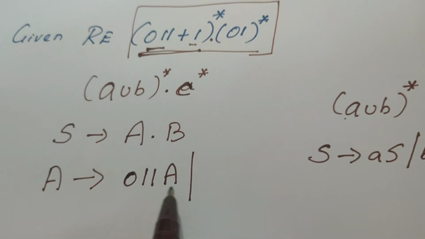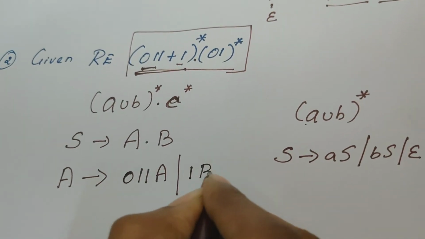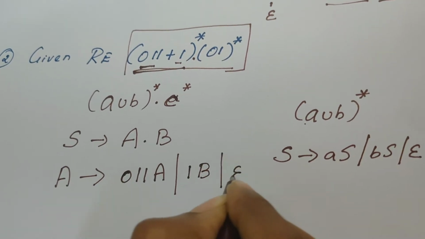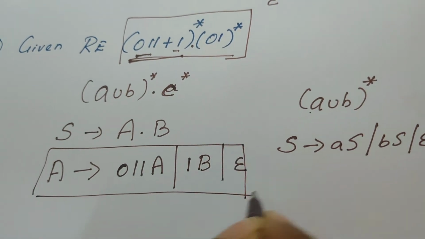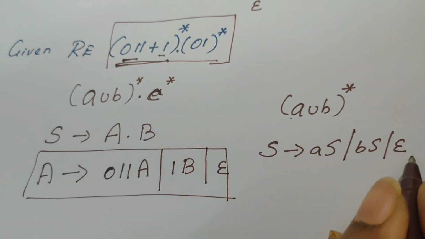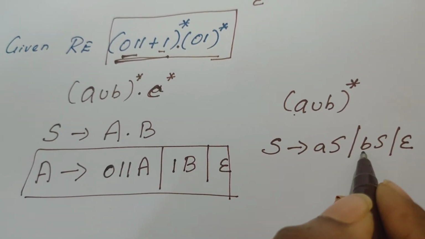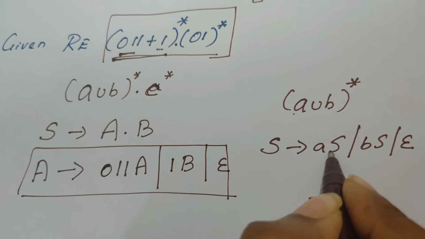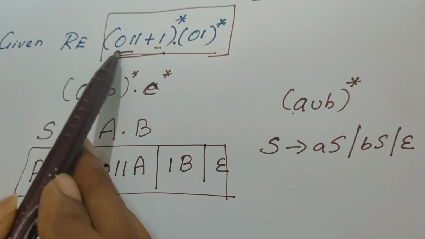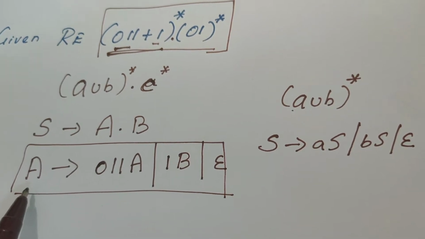So, 0, 1, 1, A, 1, B. Finally, this A is replaced by epsilon. This production rule is equivalent to the earlier production rule, except that A is 0, 1, 1 and B is 1. Here we defined (A union B) whole star with the variable S. But here (0, 1, 1 plus 1) whole star is defined with the help of variable A.